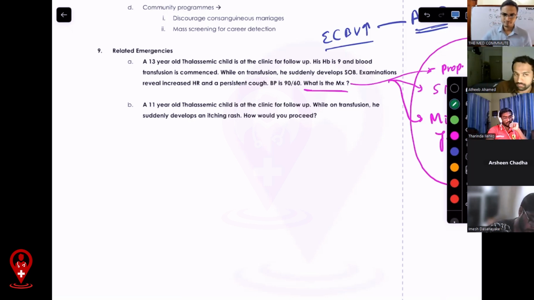What do you all think? Look at this, guys. Have you all heard the word anaphylaxis? What is the difference between an allergic reaction and an anaphylaxis reaction? There are multiple differences. What is the main difference? Anaphylaxis is life-threatening. Okay, life-threatening, yes.